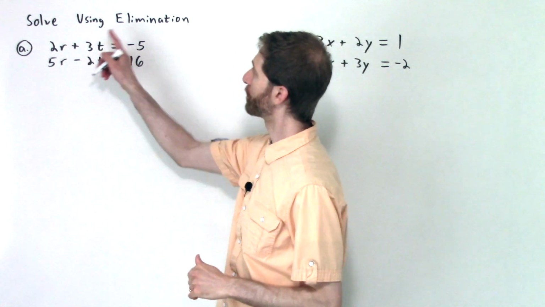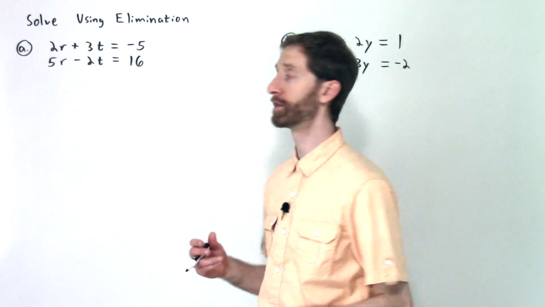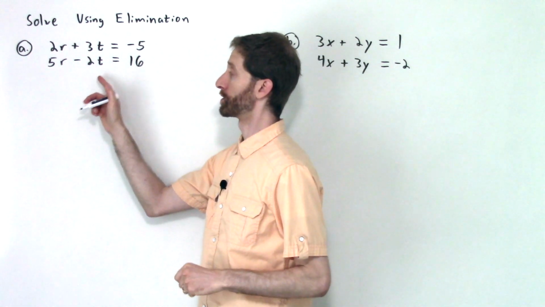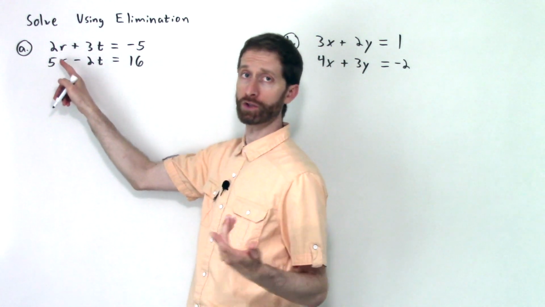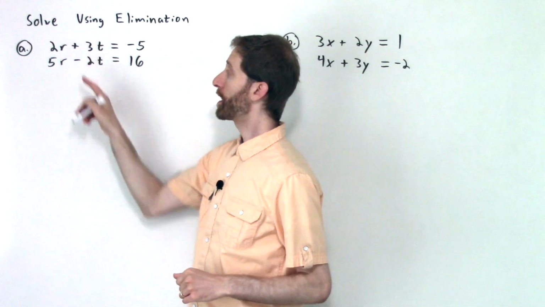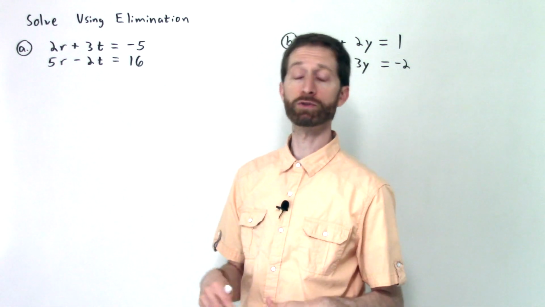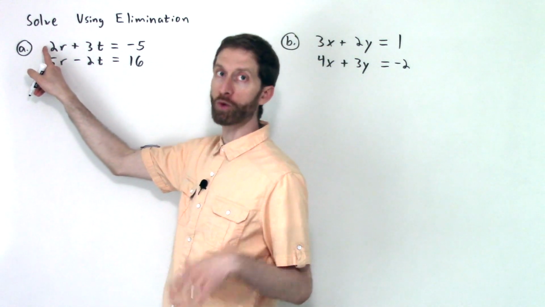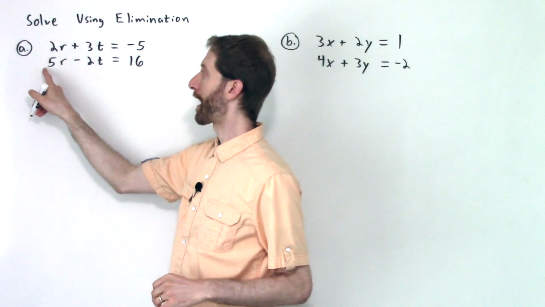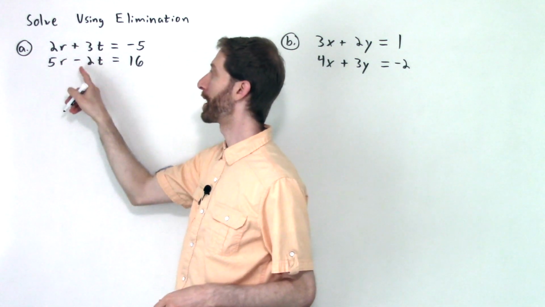It says solve using elimination. Even if you're not told to use elimination and just to solve this system of linear equations, notice that with the r variables, you have different coefficients. 2 and 5 are different, and 3 and -2 are different. So with the t's and the r's, we can't just add or subtract to eliminate. Not only that, there's nothing I can multiply 2 by, no nice number, to get 5 and vice versa. And there's no nice integer I can multiply 3 by to get 2, or vice versa.